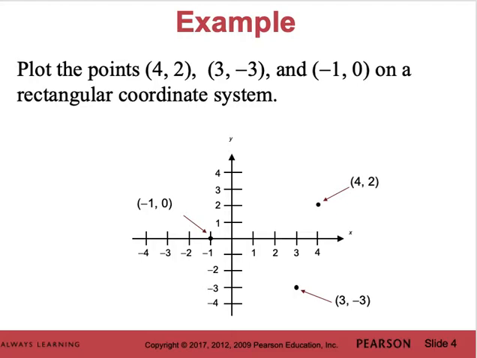You'll notice that if one of our numbers is 0, it means we are not moving up, down, left, or right. So for this example, the y is 0. That means we're not going up or down anywhere, so the point is actually on the x-axis. If our first coordinate, x, was 0, that would mean our point would end up on the y-axis.